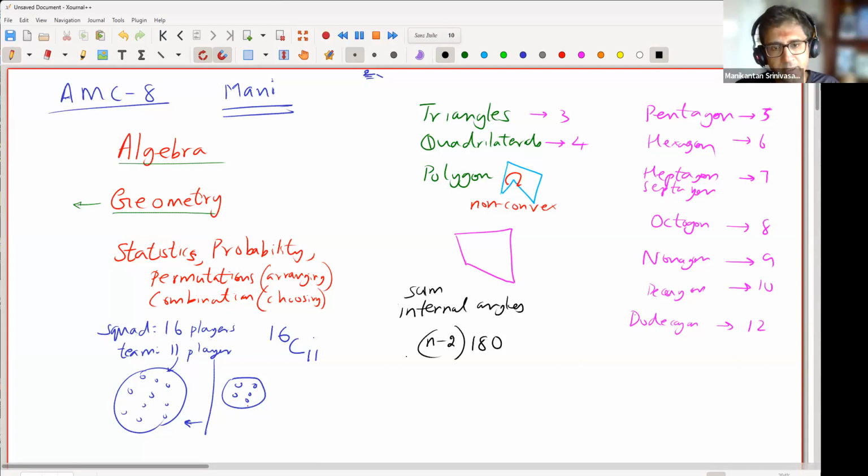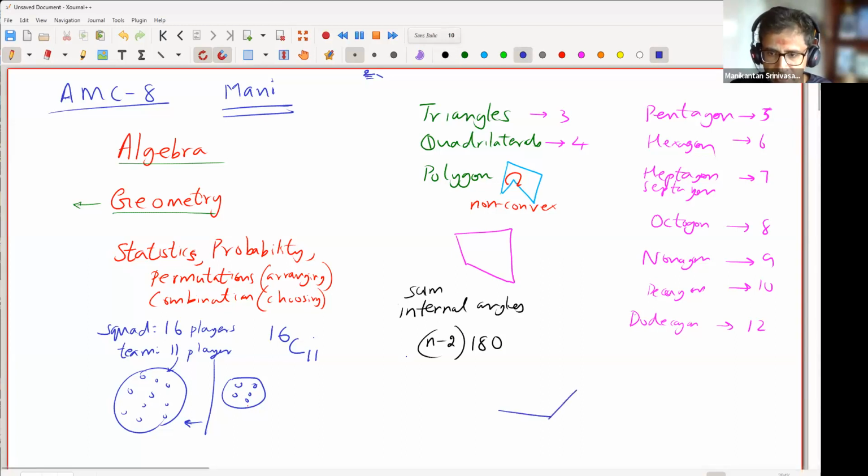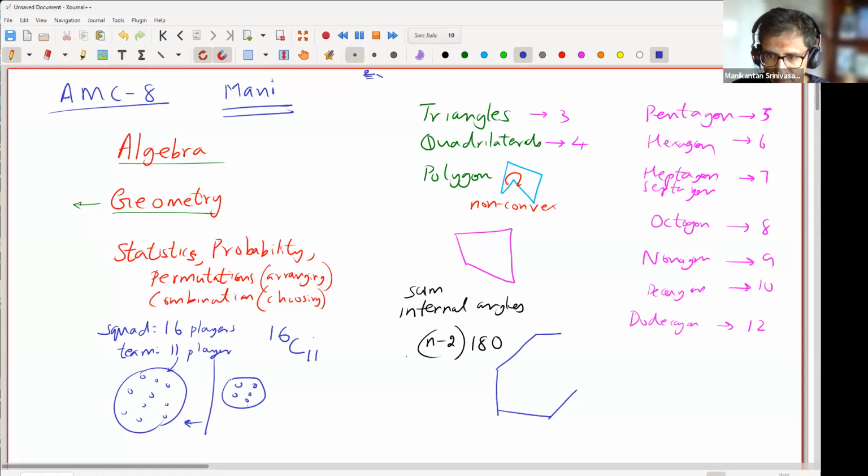Neve, do you know why it adds up to 180 times n minus 2? You don't have to give a formal proof, even roughly is fine. Okay, let's draw a picture. I'm not drawing it like a regular hexagon. This is 1, 2, 3, 4, 5, 6. It's a hexagon, but not a regular hexagon.